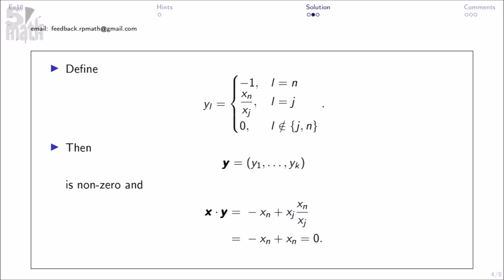Define yL equals -1 if L equals n, xn over xj if L equals j, and 0 if L is not an element of j or n. Then y equals y1 and so on yk is non-zero, and x dot product y equals minus xn plus xj times xn over xj equals minus xn plus xn equals 0.